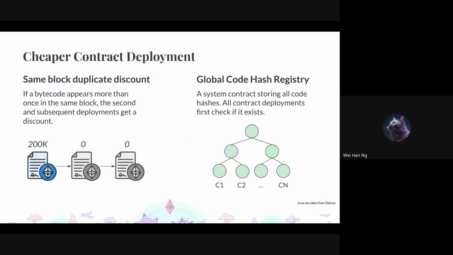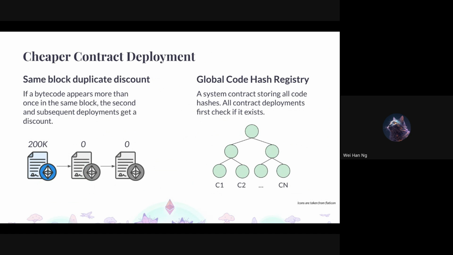So there's this issue. And the second idea, which I'm more in favor of, is something called a global code hash registry, where you have a system contract and you store all of the code hashes. So all contract deployments first check if the code hash exists. If it exists, then maybe we can waive off the code deposit cost, or at least charge a cheaper one. And if it doesn't exist, then you have to pay the full one. So these are the two ideas.